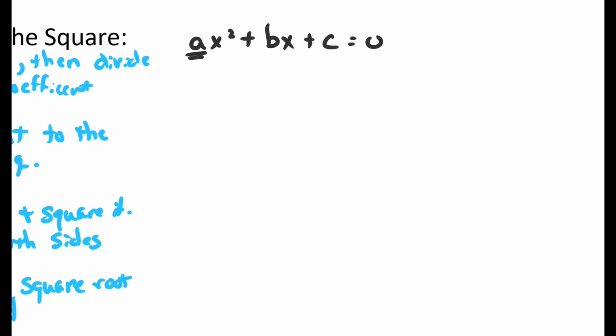But in order to understand this, I think it's best that we actually do a problem. So let's do this first one. What if our problem looks something like this? Let's go 2x squared plus 2 is equal to 8x. Actually, I wanted -8. Make that a -8, and then this will be a much better problem.